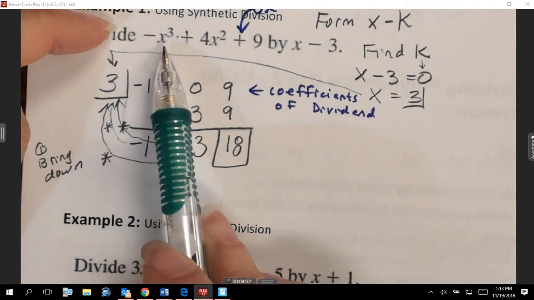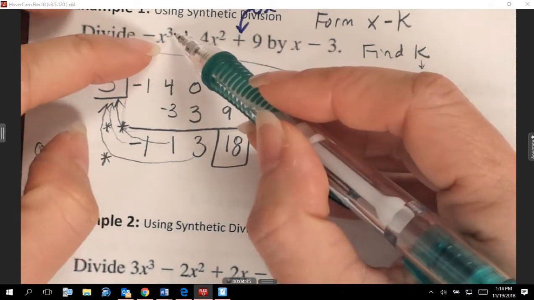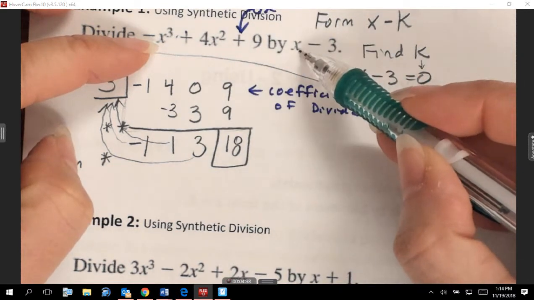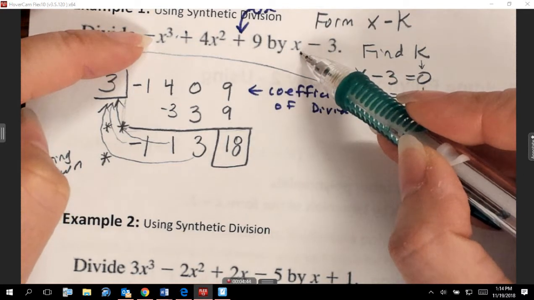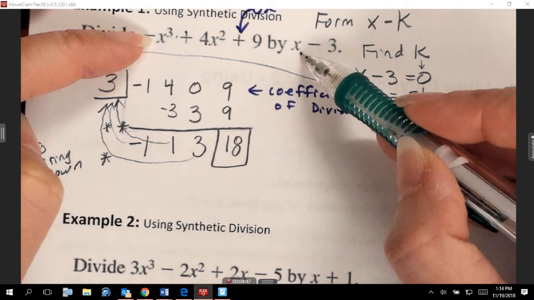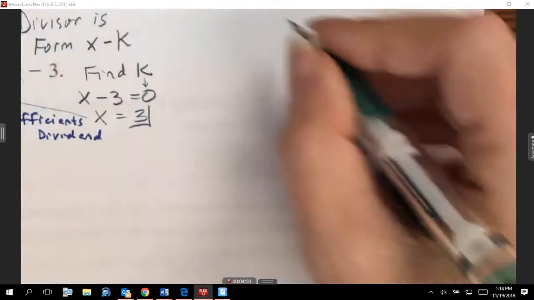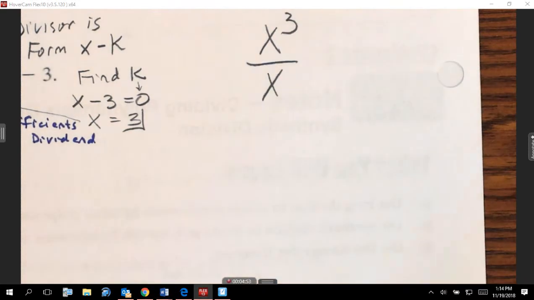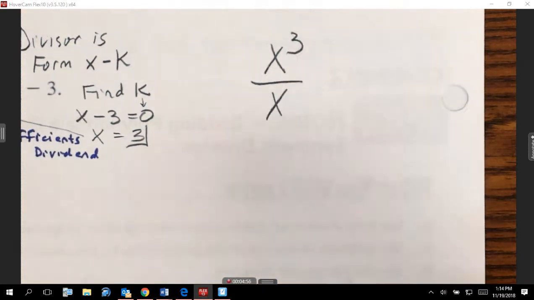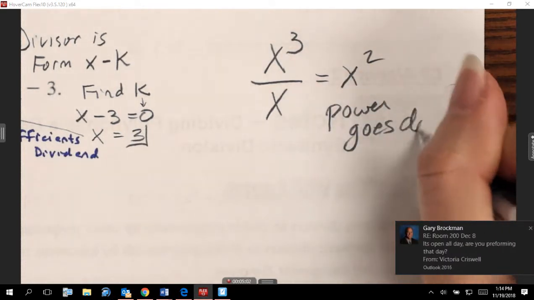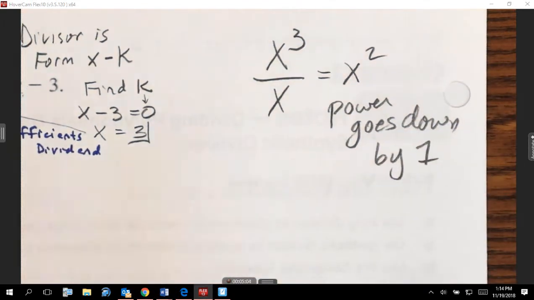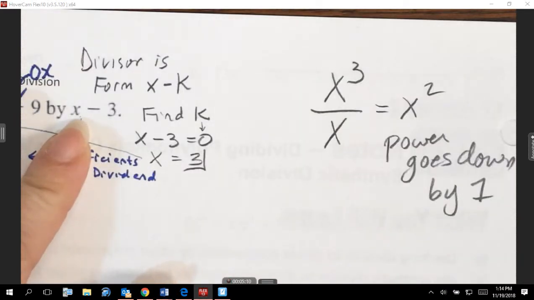Now, we look at the original dividend. The original was cubed. We were dividing by 1x power. So if I take an x cubed and I divide by an x, what should be my highest power of x when I'm done? If I'm taking cubed and I divide by 1x, my highest power is going to be an x squared. So the power goes down by 1. And that is always true for synthetic division because in order to use synthetic division, this has to be just x by itself. It can't be x squared here. So this always is true.